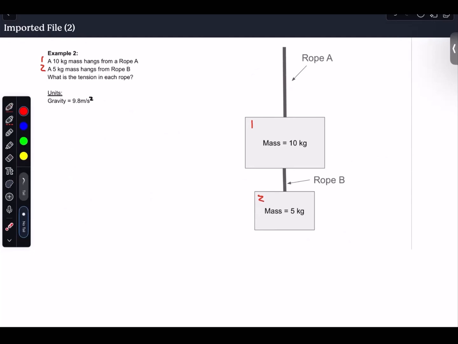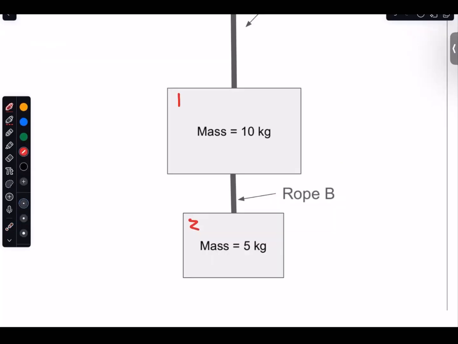Let's look at a problem that is slightly more complex. In this problem, we have two masses, mass 1, which weighs 10 kilograms, and mass 2, which weighs 5 kilograms, hanging from rope B and rope A. This example is asking us to find the tension in rope A and the tension in rope B. Let's first start by defining a coordinate system where the vertical direction is the positive direction.